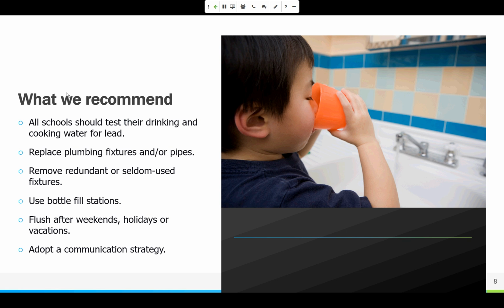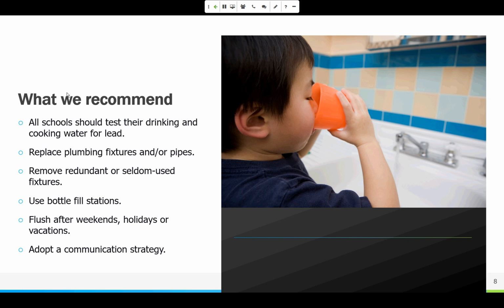And then based on some of those findings, some of our recommendations: no school was found to have lead levels in all taps at or below the Vermont Health Advisory level. Because lead cannot be seen, tasted, or smelled, we recommend that all schools test their drinking and cooking water for lead. Permanent remediation is preferred and recommended, such as replacing plumbing fixtures and pipes with compliant plumbing fixtures and supplies.